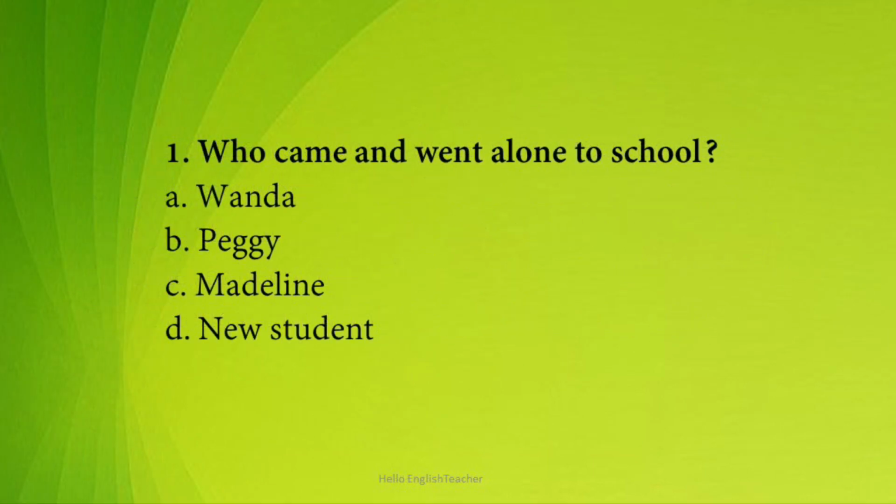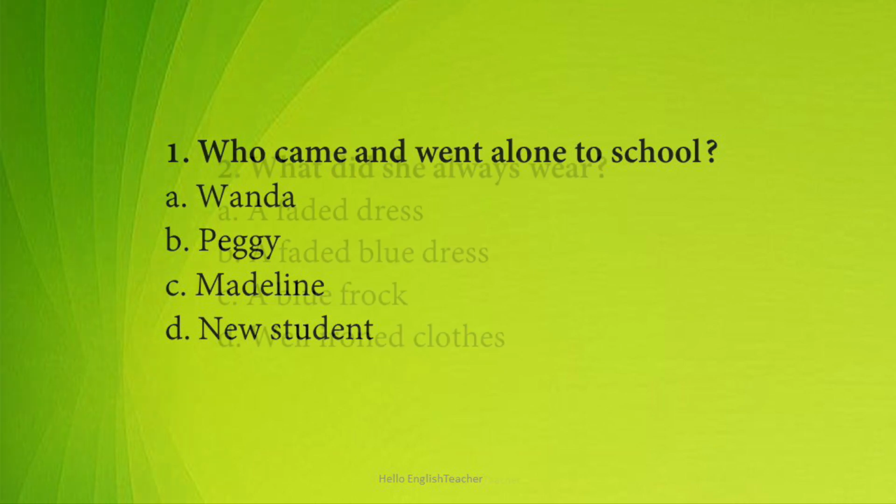Question number 1. Who came and went alone to school? Is it Wanda or Peggy or Madeline or some new student? So, it is Wanda who came and went to school alone. So, let's look at the next question.